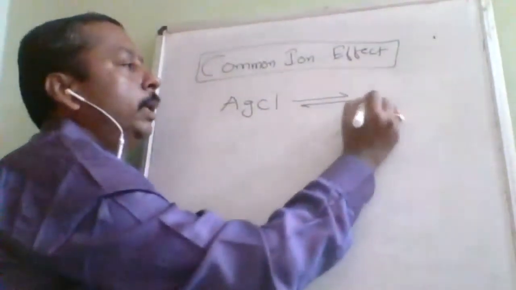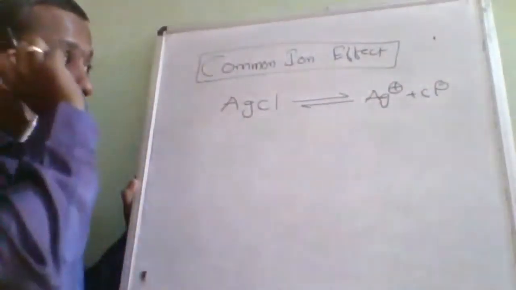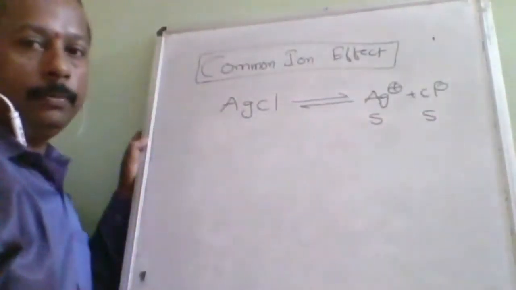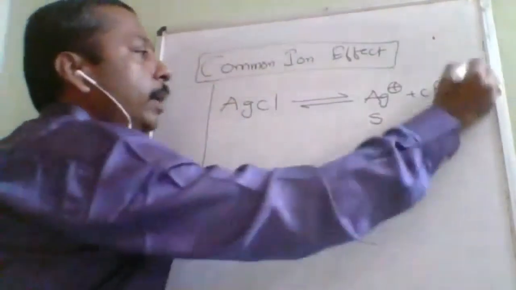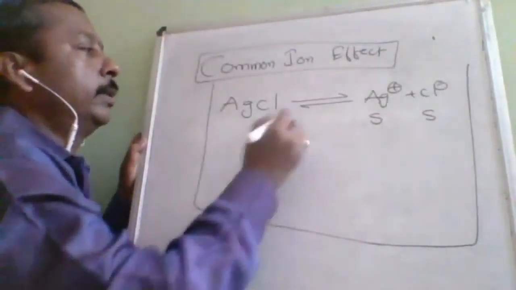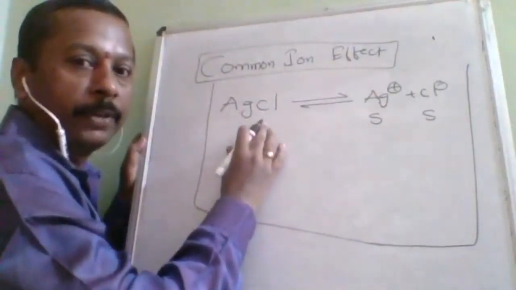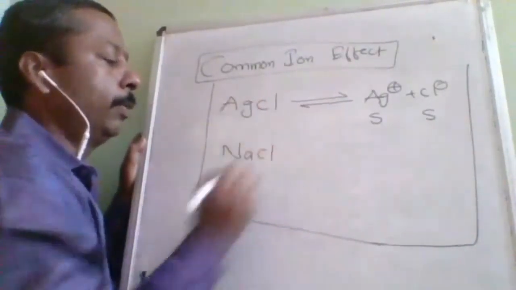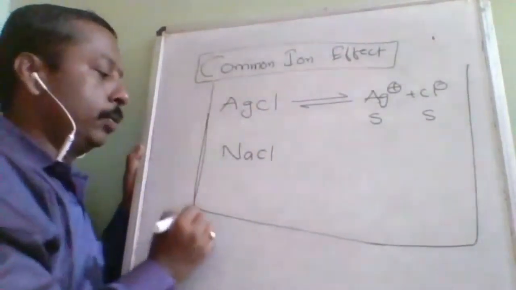Okay, so what it will do: Ag positive plus Cl negative. Understood? Now let us take solubility, it is S and it is S. But in the same container, let us imagine it as a container, along with the AgCl, if I add one more substance which contains either Ag positive, no problem, or Cl minus, no problem. Okay, same effect is shown.